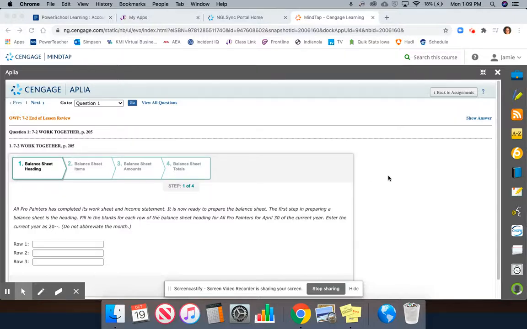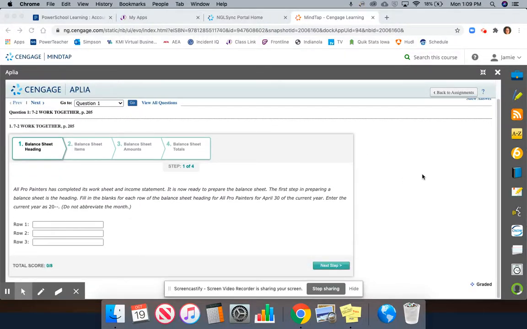For the 7-2 work together, we have 4 tasks. The first task being the balance sheet heading. So that's one of the 4 parts of the balance sheet.